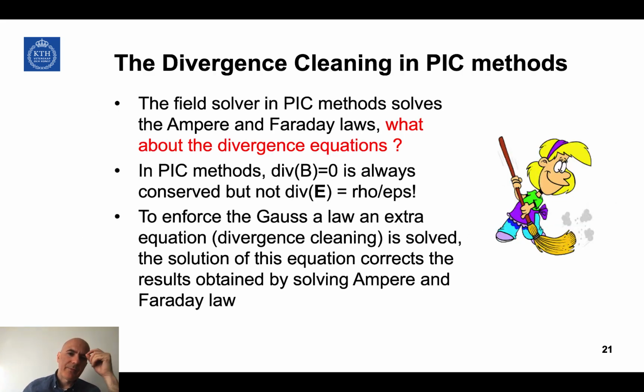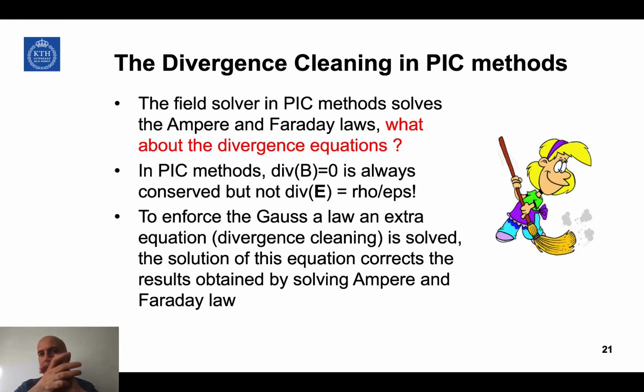So the last issue I want to talk about is the divergence cleaning in PIC methods. You probably noticed when I said that in the field solver we solve two laws. The first one is Ampere's and the second one is Faraday's. We use these two laws to update the electric field and magnetic field. However, the Maxwell system is an over-determined system, so there are more equations actually. The reason is that we also have the Gauss law, that is the divergence of the electric field, and also the divergence of B equal to 0.